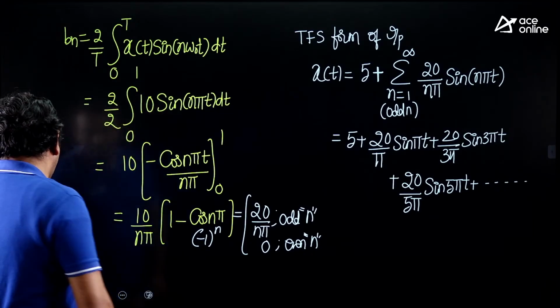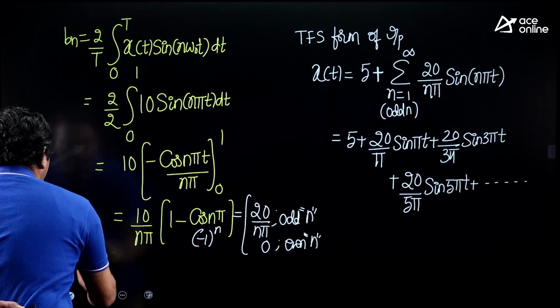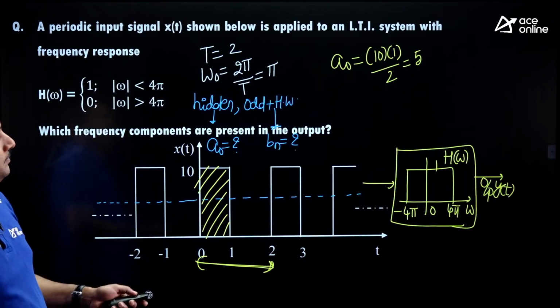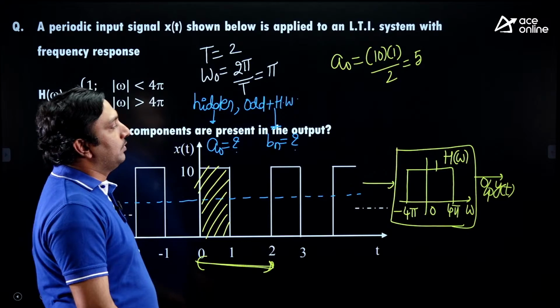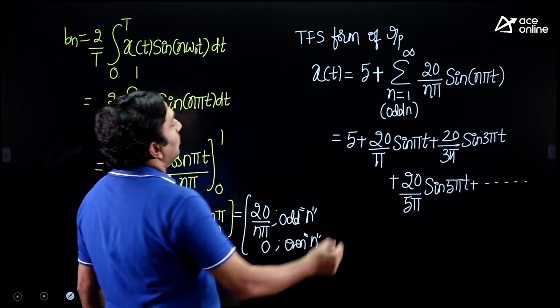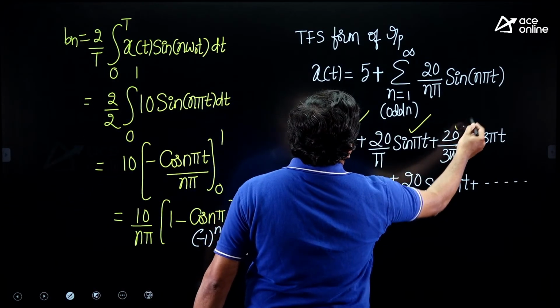But in our example, what is the cutoff frequency for the low pass? This is an ideal low pass filter with a rectangular spectrum. What is the cutoff? 4 pi. So our output can retain only which frequencies?